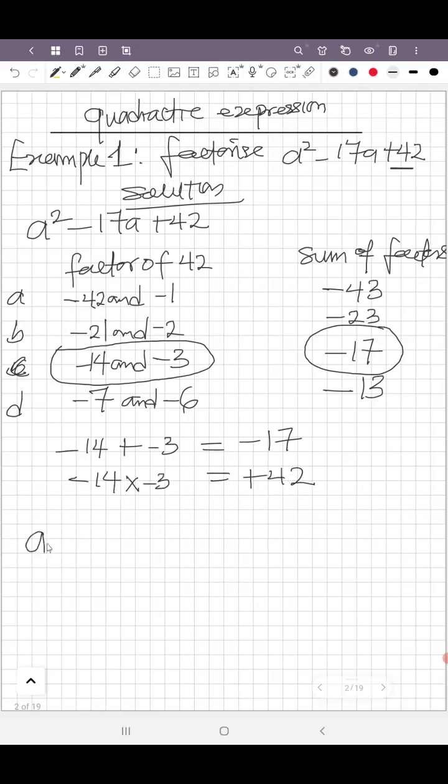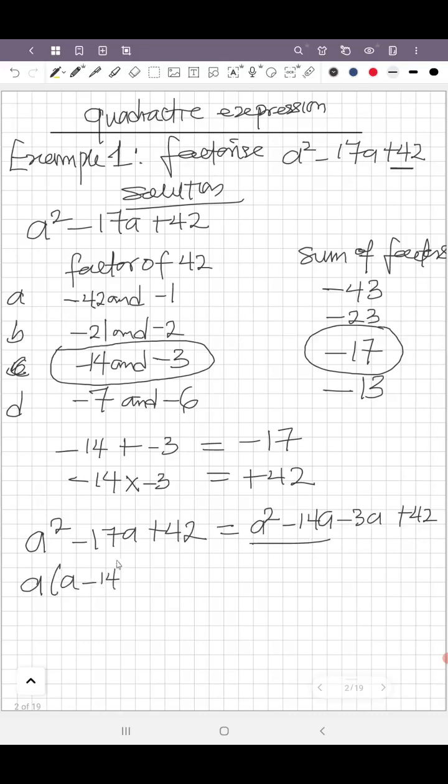This is telling us that a squared minus 17a plus 42 is equal to a squared minus 14a minus 3a plus 42. This is the method we use to factorize. You firstly consider two by two. In the first two, a is common. We have a minus 14.